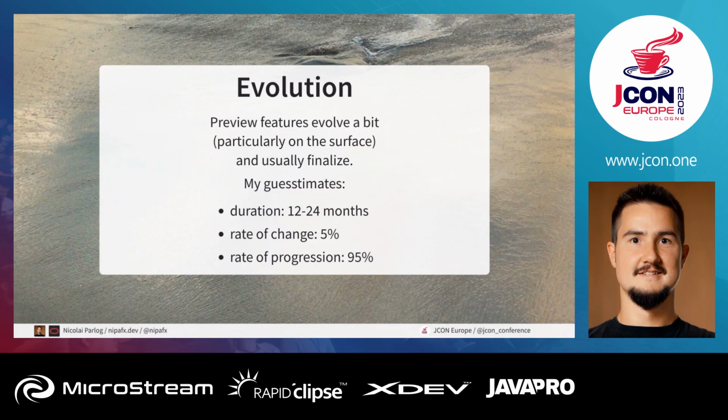Preview features evolve a bit, but mostly on the surface. So my guesstimate is that within 1 to 2 years, the rate of change is maybe 5%, and then they're done. That 5% is really a guess. How do you measure how much of a feature changed, right? And how many of the preview features make it into final? Well, if we just count them up, it's actually all of them. But I don't want to overpromise, so I deducted 5% for the possibility that preview features might not make it. We had one almost example with raw string literals in Java 12, which eventually became text blocks.